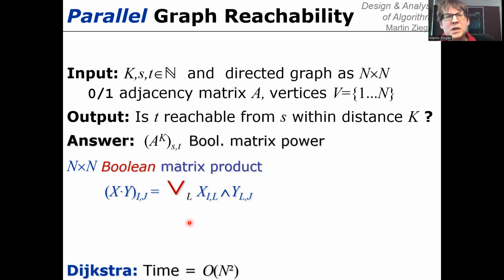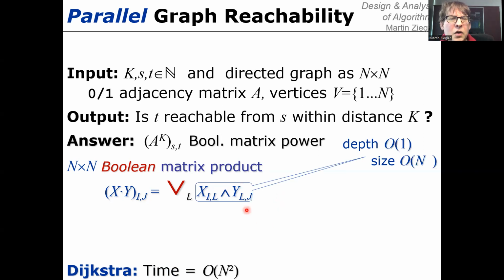Let's first try to devise an efficient parallel circuit for this Boolean matrix product. Now the conjunction part is easy because this is just one Boolean operation. So the depth of this is 1. And the size, yeah, let's get back to the size in just a minute, because now we have this huge disjunction. This is only a binary conjunction, nothing to worry about, but an n-ary disjunction. How can we do that?